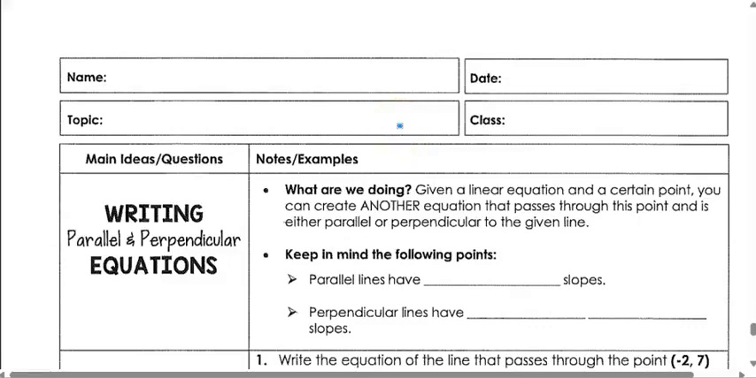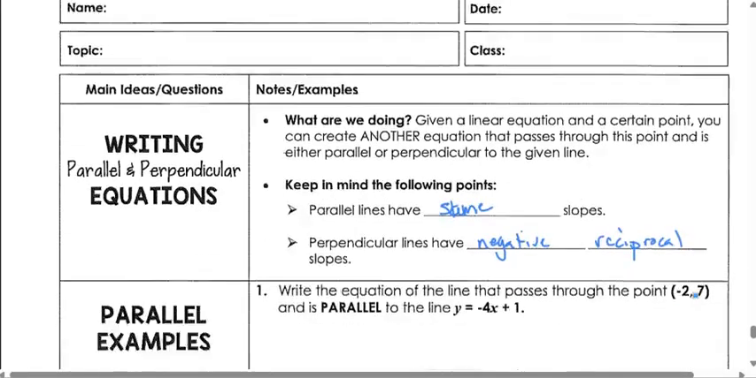All right, in this lesson, last time we looked at parallel and perpendicular lines and identifying whether or not they were those things. This time we're going to write the equation for lines that are parallel or perpendicular to another line. So things you need to remember: parallel lines have the same slope and perpendicular lines have negative reciprocal slopes. That means the slope is flipped over, that's the reciprocal part, and then also the opposite sign.